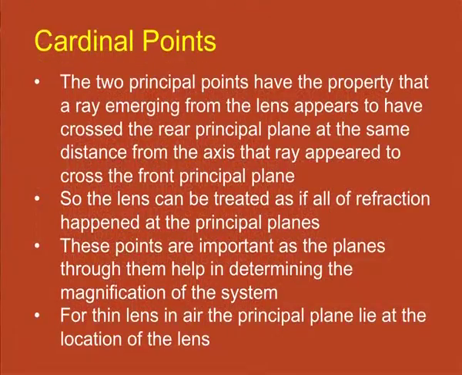The 2 principal points have the property that a ray emerging from the lens appears to have crossed the rear principal plane at the same distance from the axis that the ray appeared to cross the front principal plane. So, the lens can be treated as if all of the refraction happened at the principal planes. These points are important as the planes through them help in determining the magnification of the system. For a thin lens in air, the principal planes lie at the location of the lens.